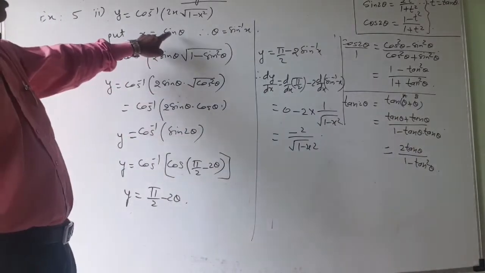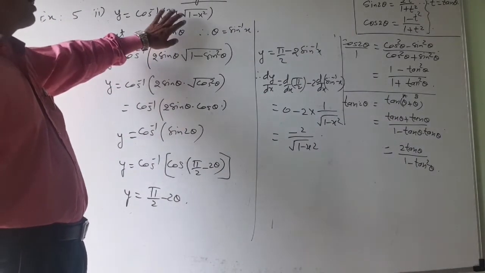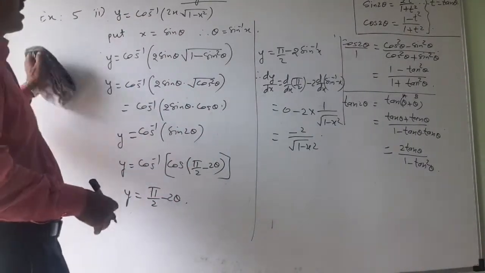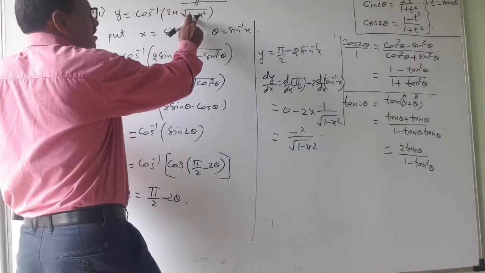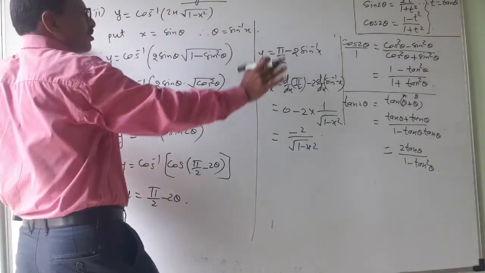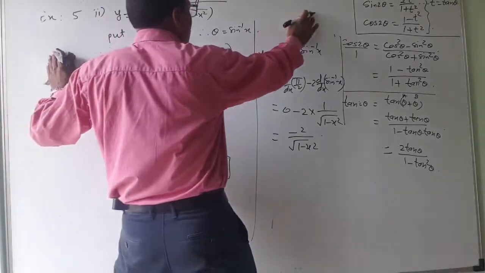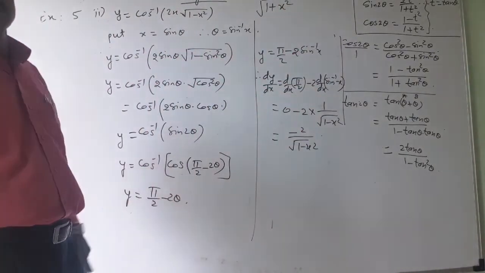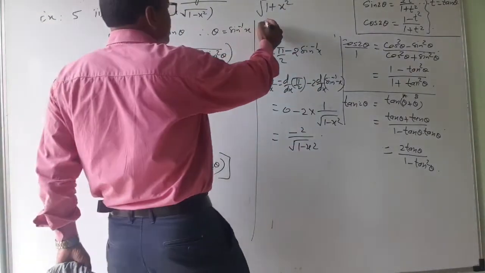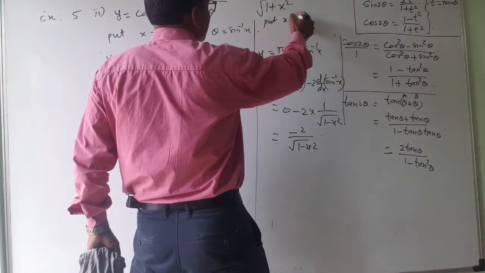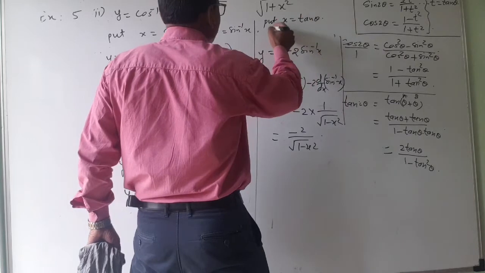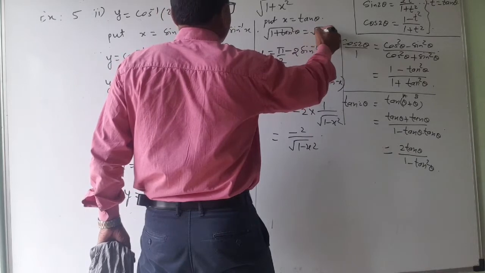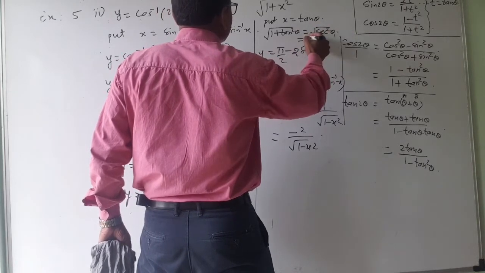If suppose you put here cos, then also the answer will come. Only remember that this under root we have to remove. I am trying to explain you some other things also. If suppose it is 1 plus x square, then how to remove this? Put x is equal to tan theta. Then it will be 1 plus tan square theta, and that is equal to sec square theta, and that is equal to sec theta.